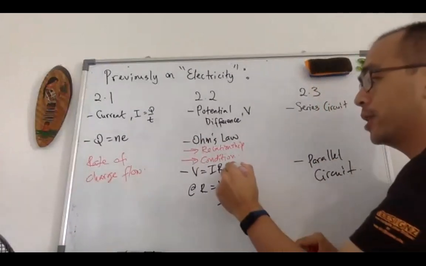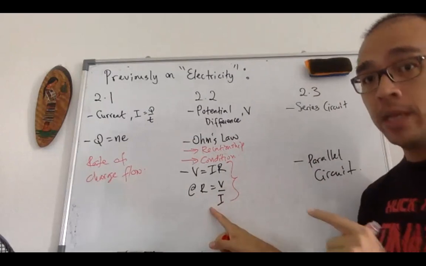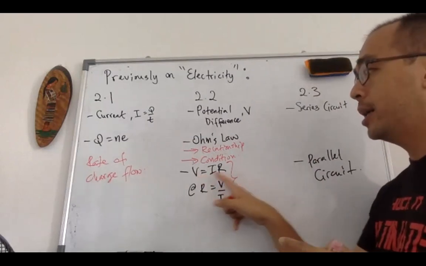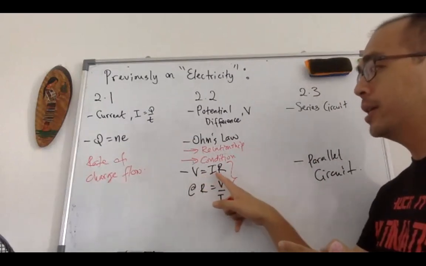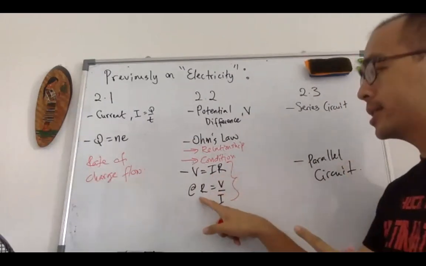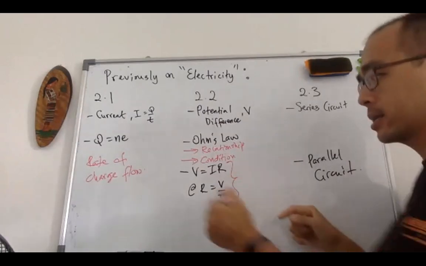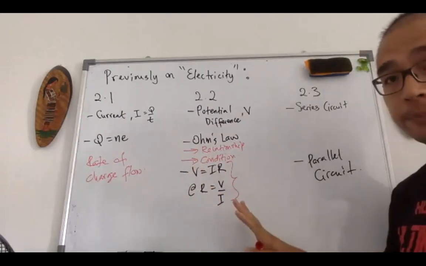And then of course we related it to this formula, which we are going to use very heavily today: V equals IR, the potential difference equals the current times the resistance, or the resistance equals the potential difference over current. It doesn't matter, as long as you remember one or the other, it's fine.